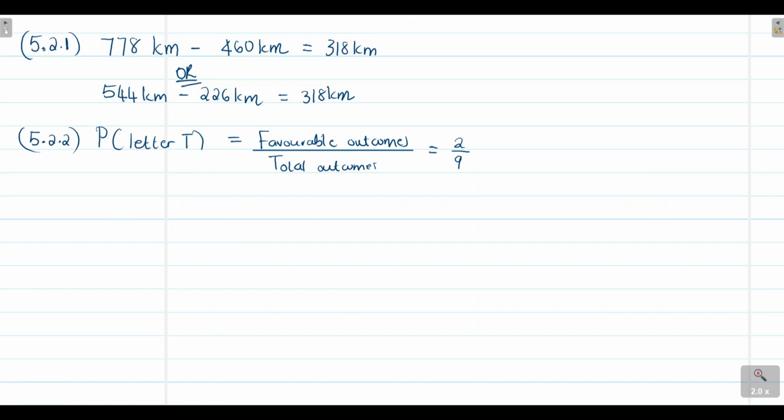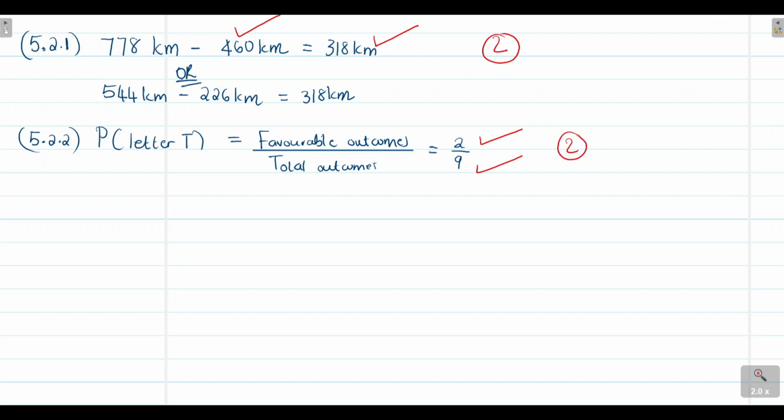Quickly, I'm just going to show you how they're going to mark this question, for people who are here for the mark allocation as well. For question 5.2.1, you will get 1 mark for subtracting your kilometers and a final mark for the final answer of 380 kilometers. That is out of 2. For 5.2.2, you will get 1 mark for finding that the favorable outcomes is equal to 2 and that your total outcomes is equal to 9.